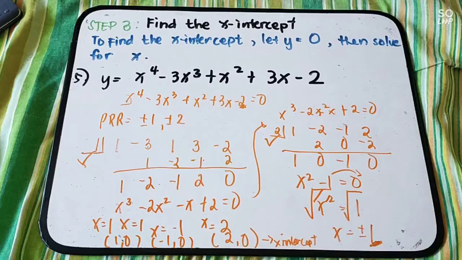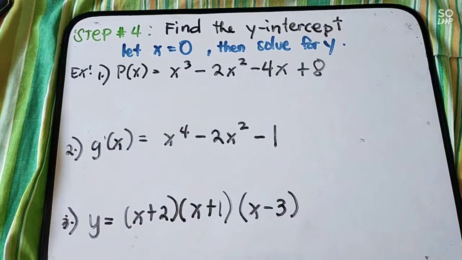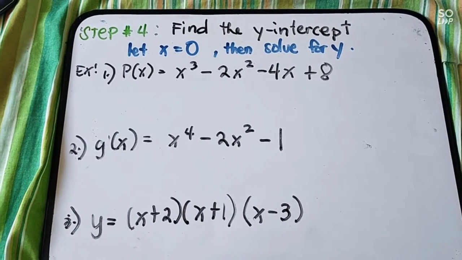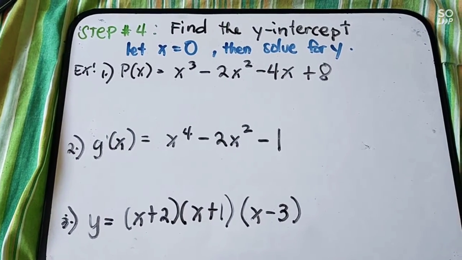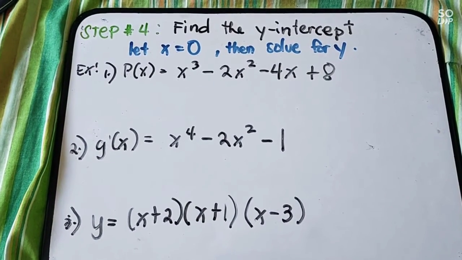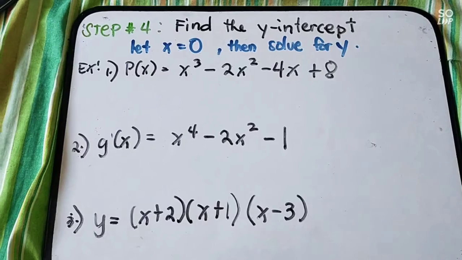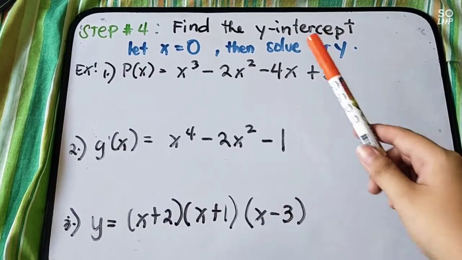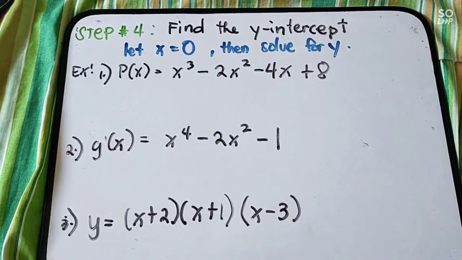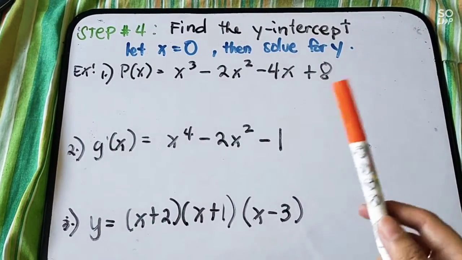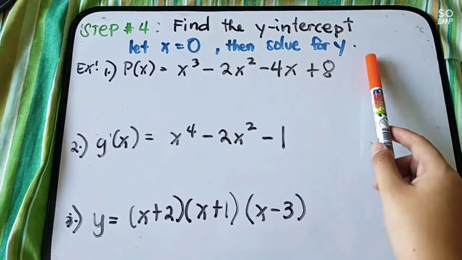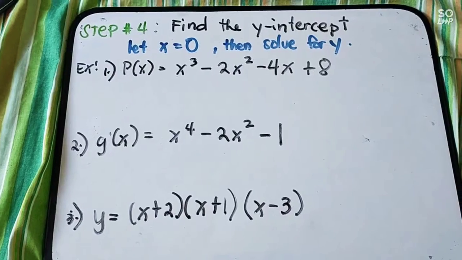Now, let's move to step 4. Find the y-intercept. Again, let us review the steps. First, find the behavior of the graph. Next, find the turning points. Next, the x-intercepts. Then, the last step, find the y-intercept. So, earlier, to find the x-intercept, let y equal 0. Now, to find the y-intercept, let x equal 0. Then, solve for y. Okay?